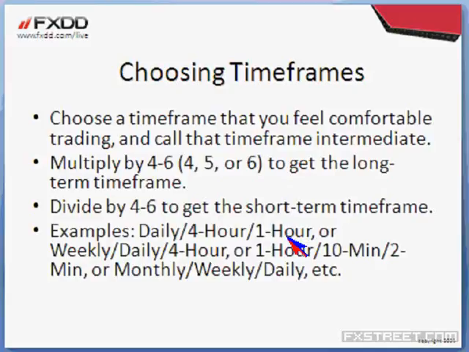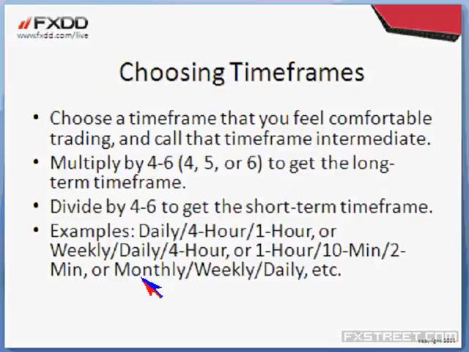If you're a longer-term trader, let's say you're a daily trader, which I also am. I'm a daily trader. So daily is your intermediate. You multiply by 5 to get the weekly, and you divide by 6 to get the 4 hours. So you've got weekly, daily, 4-hour. I'm going to show you a couple different examples on my charts in a second. Or if you're a very short-term time frame trader, let's say you're a 10-minute trader, in order to get the long-term, you multiply by 6 to get the 1 hour, and you divide by 5 to get the 2-minute. Okay, that's just another possibility you could use.